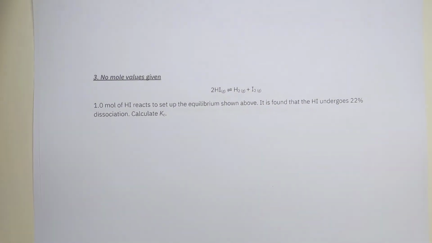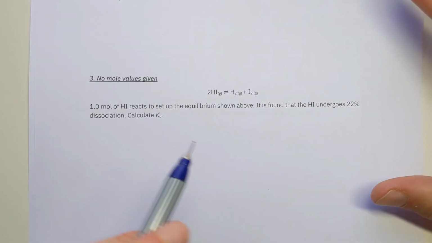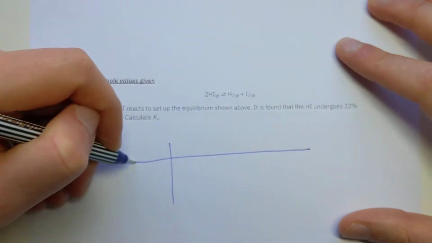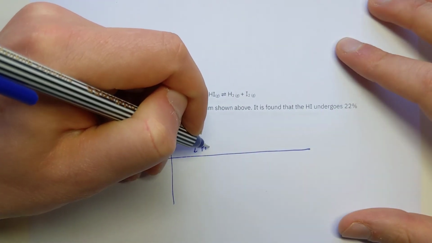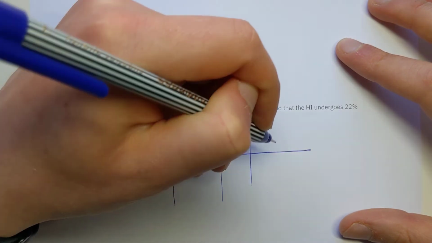Now that second variation involves a lot of talking. This one's a little bit simpler, the last one, when you're not given any mole values at equilibrium. So in this question, I'm just going to sketch out the table because it makes it easier to see what's going on. So we've got a column for HI, so this is how you would do it yourself. It's going to be H2 and I2.